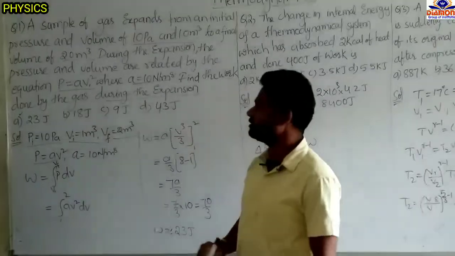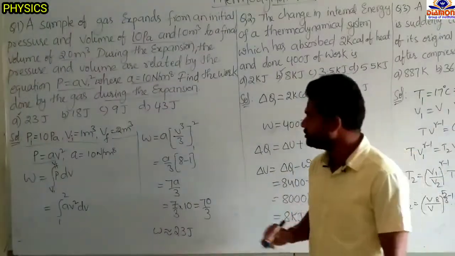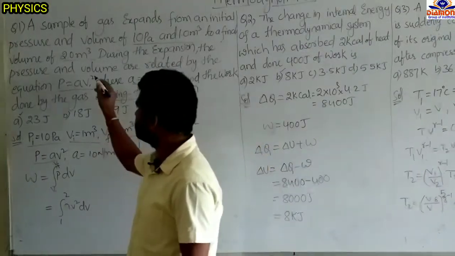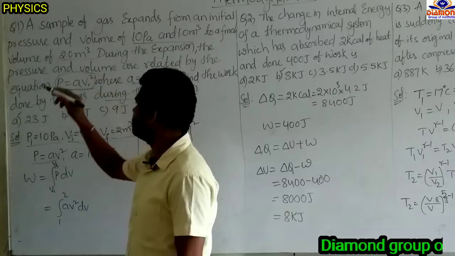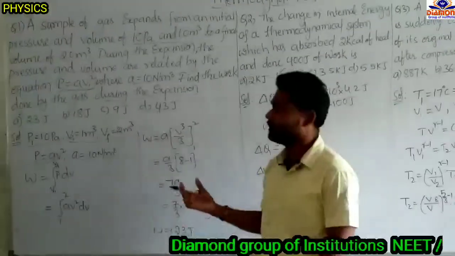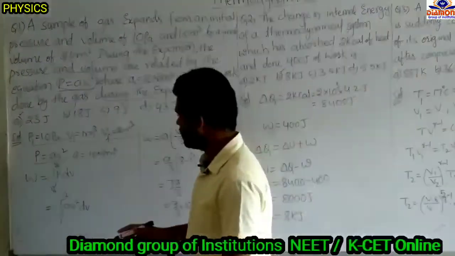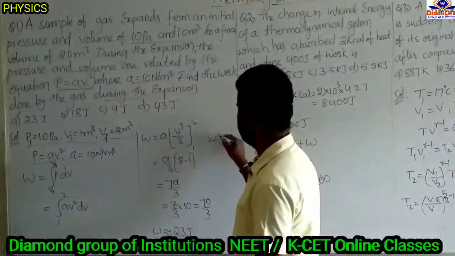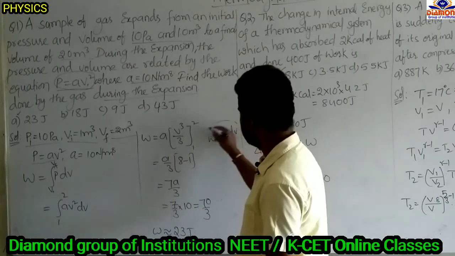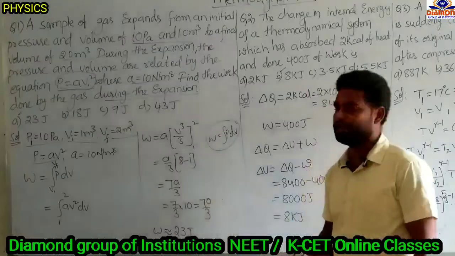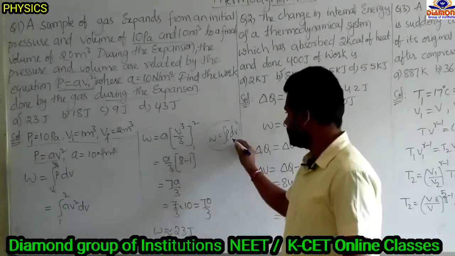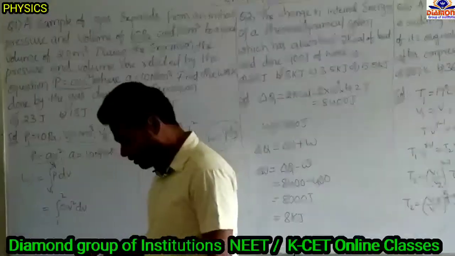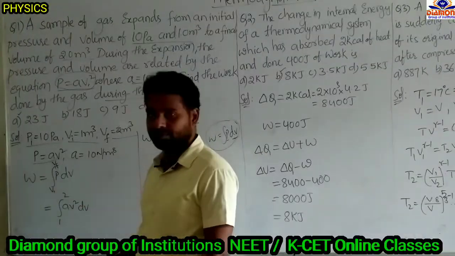So during the expansion, we have to find the work done. If they give this type of question, it is very important. Last year they asked this type of question only. P equal to A V square or any other term they will give. We know the work done formula is W equal to integral P dV. P is the pressure, dV is the change in volume. The limits are initial volume to final volume.